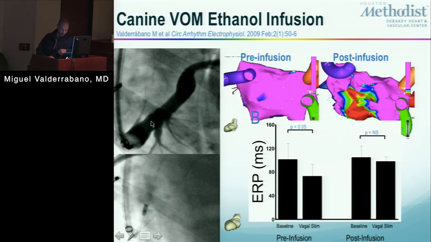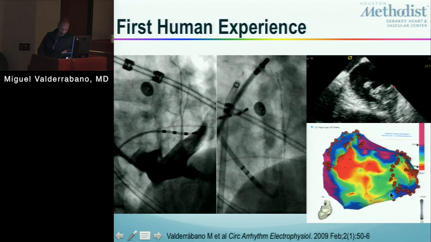This is again in a dog. But not only could we ablate tissue, if we stimulate the vagus nerve before and after, we ablate the vagal response. So we are killing nerves in doing this. And we showed that by measuring refractory period. We abolished the drop in ERP caused by vagal stimulation when we gave alcohol. This is the location of it. So we took it to humans.